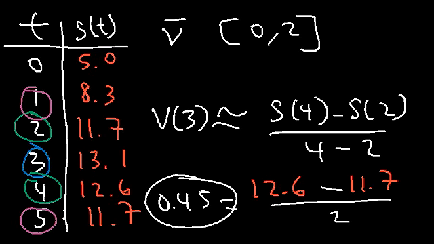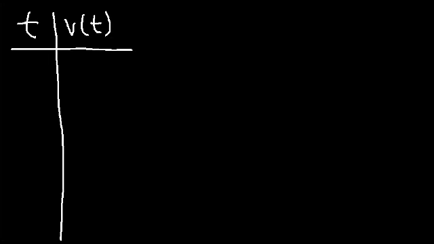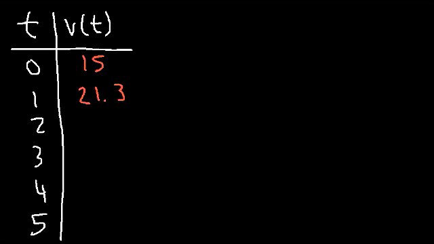So if you have a position versus time function, the velocity represents the slope of the tangent line, and the slope of the secant line is the average velocity. Now what if we have a data table that contains time and velocity as opposed to time and position? And let's say we have these values.